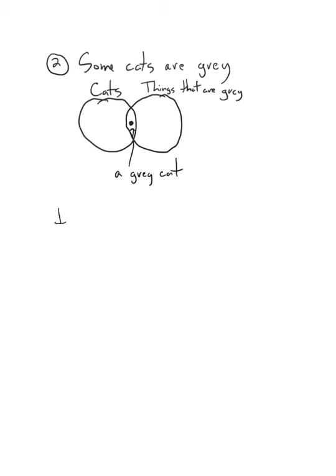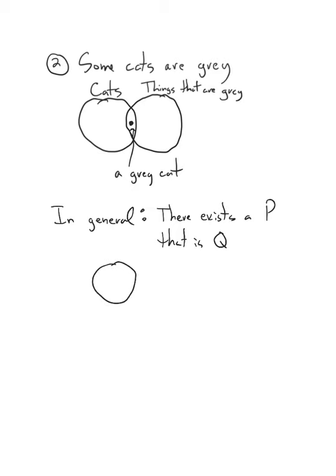And in general, if we have something like there exists, or some, or there is a P that is also Q, well, that diagram is just going to look, of course, like this. Here are all the things that are P. Here's all the things that are Q. Well, we know that there is a P that is also Q. And there it is. That's a thing that is both P and Q.